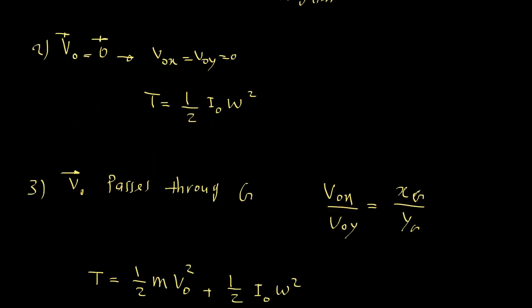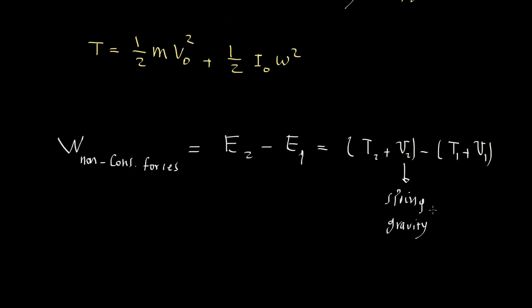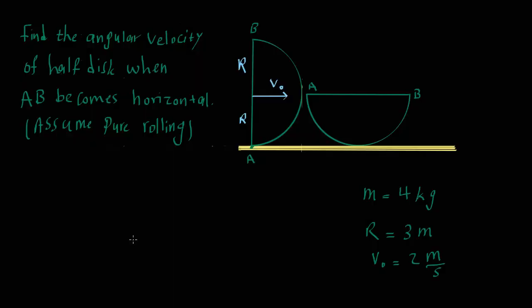So with this derivation, I will start solving some problems. This is the first example that we want to solve here. The question is, find the angular velocity of the half disk when AB becomes horizontal. Assume pure rolling. So we have half a disk here that, if we just leave it on its own, starts to rotate because the center of mass is somewhere here.